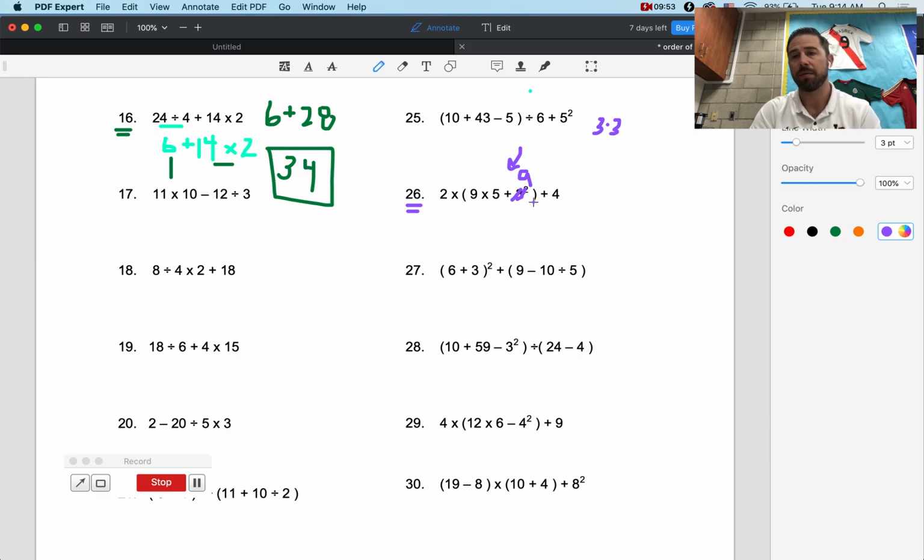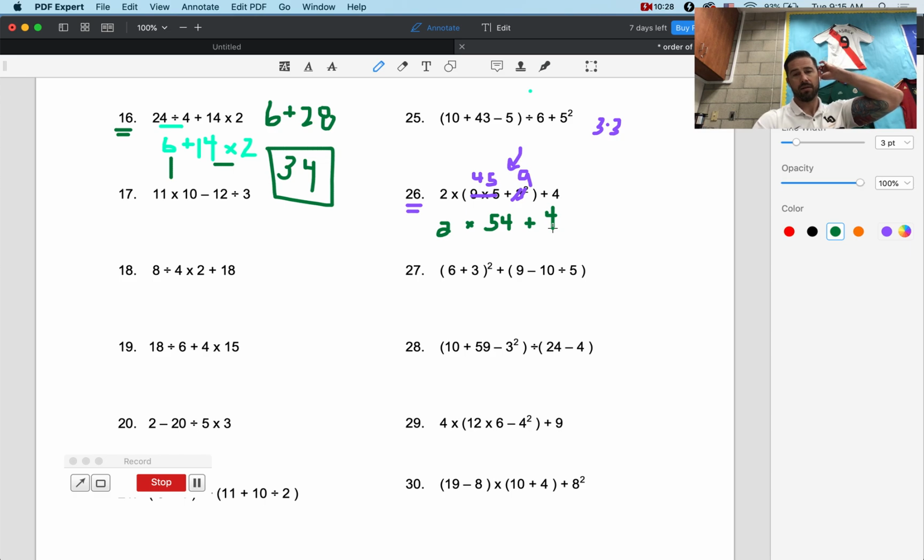Now let's stay in the parentheses. Let's ask ourselves, what's next? Do we do addition first or multiplication? Well, we do multiplication first. So what's 9 times 5? That's 45. And we're going to stay in the parentheses here. And what's 45 plus 9? I think it's 54. So we're going to write that right here, 54. And I can bring everything else down. 2 times 54 plus 4.